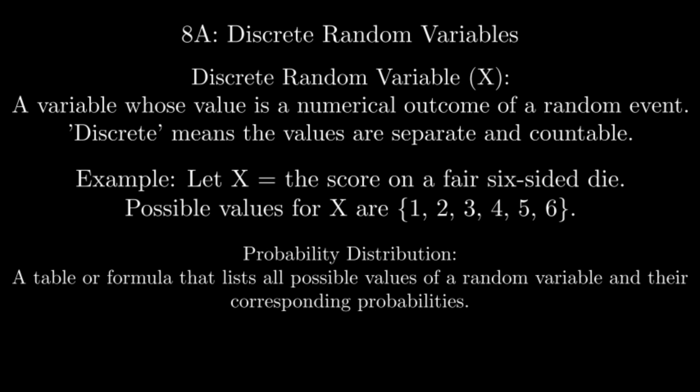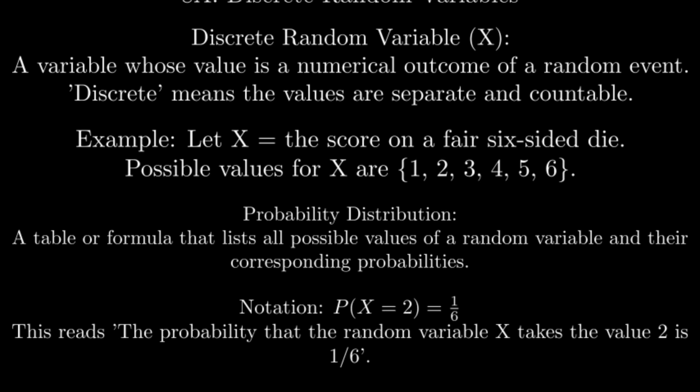We can write this using formal notation. We write P for probability, then in parentheses we put the event we're interested in. X equals 2 means the random variable x takes on the value 2. So P(x = 2) equals 1/6. This notation is standard, so it's important to get comfortable with it.